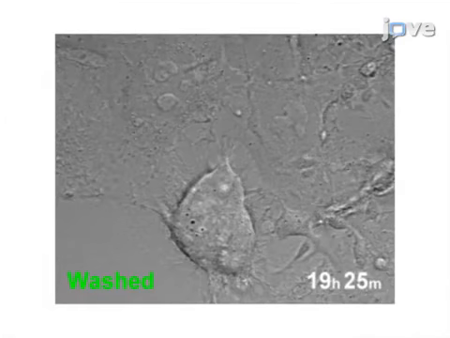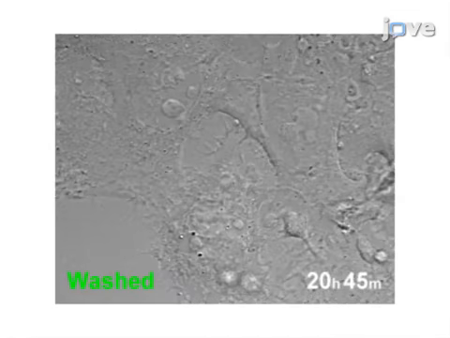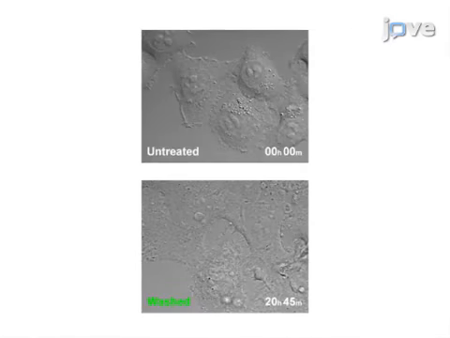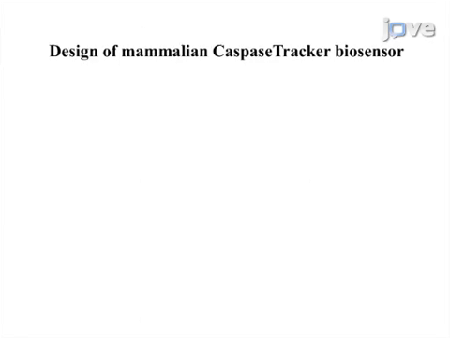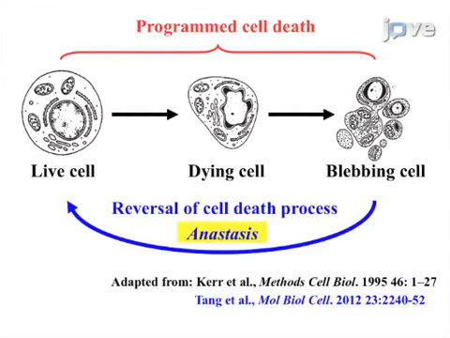It is difficult to detect and track anastasis in live animals because the recovered cells can be morphologically indistinguishable from the surrounding healthy cells. To solve this problem, the mammalian CaspaseTracker Biosensor system was developed to identify and track the cells that reverse the cell death process after execution or caspase activation, the hallmark of apoptosis.